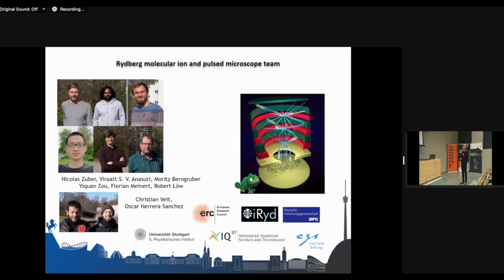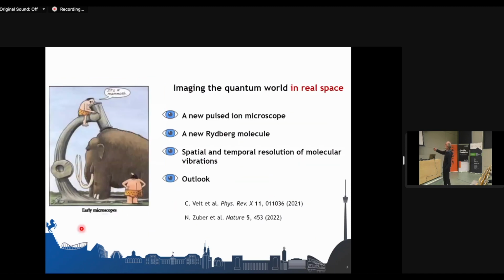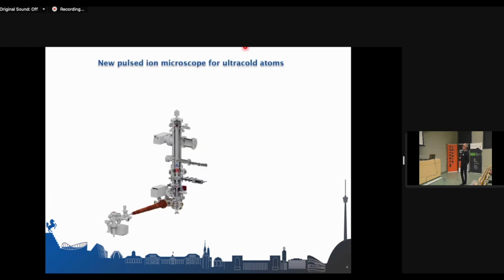So this talk is going to be an experimental talk, so I start with the experimental device without any further motivation. I will introduce this ion microscope to you and then talk about the first application of that microscope in the following.